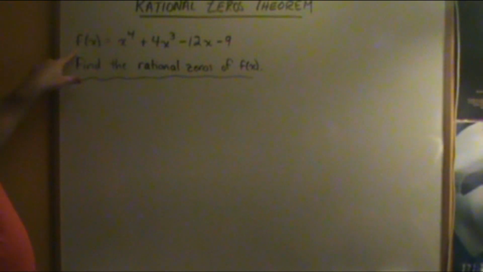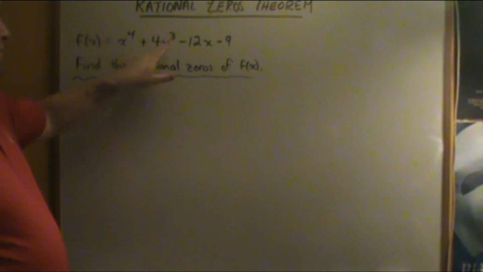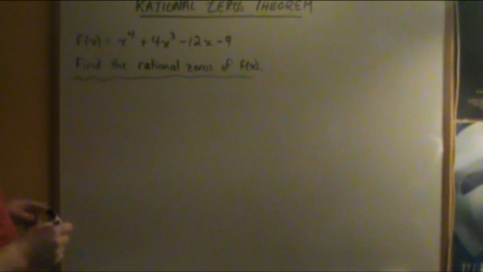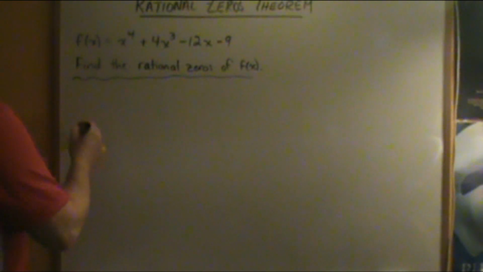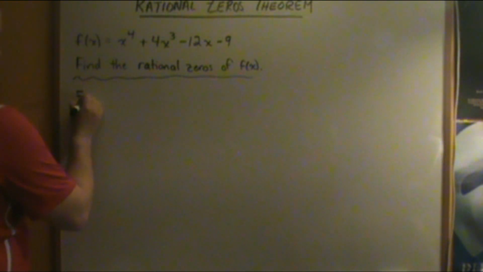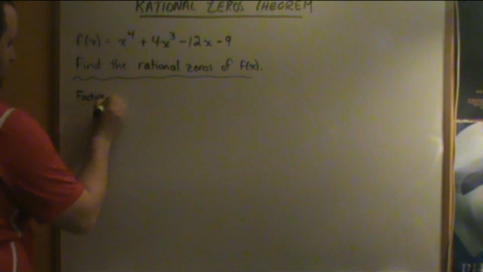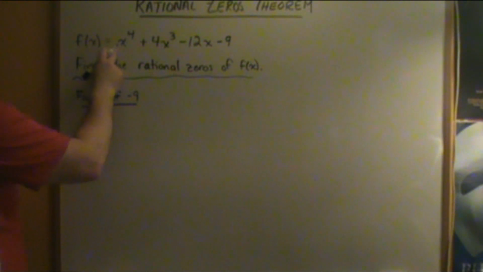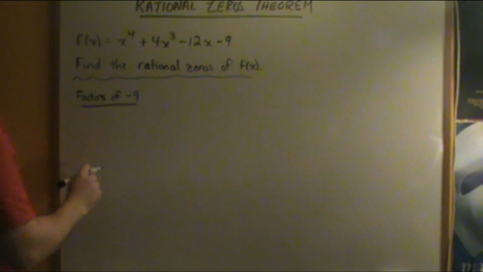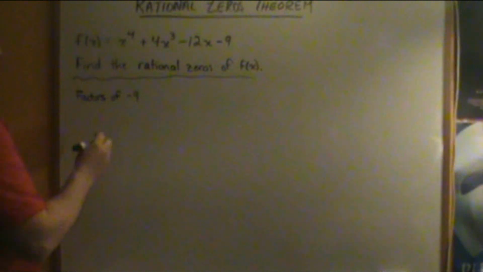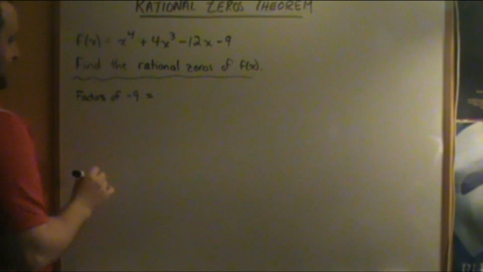Suppose we have a polynomial function f of x equals x to the fourth plus 4x cubed minus 12x minus 9, and we're asked to find the rational zeros of f of x. We're only looking for the rational zeros, not the irrational zeros. So what we do here is we look at our last term, negative 9. So we're looking for our factors of negative 9. Now our leading coefficient is 1, so we don't have to worry about finding our factors of positive 1 yet and doing any division. That'll be the second example that we do.